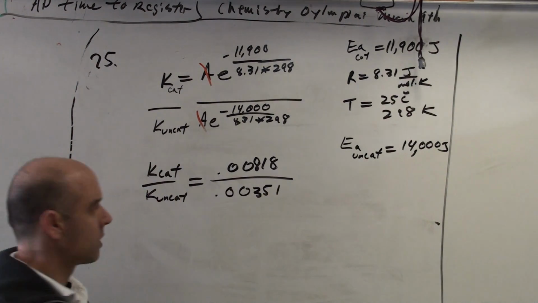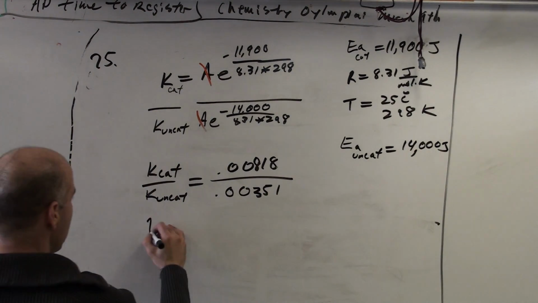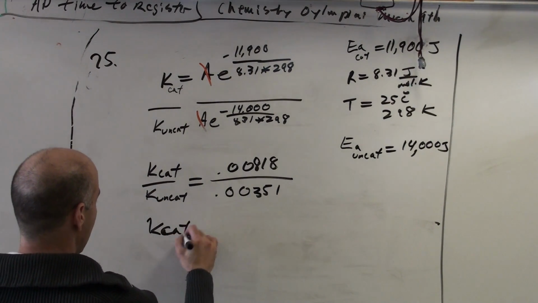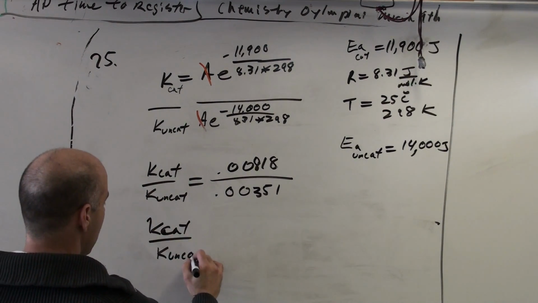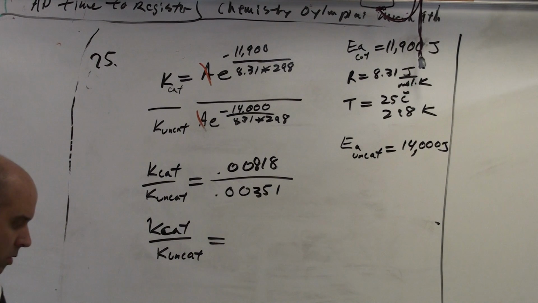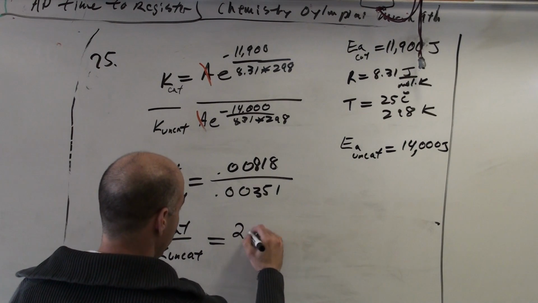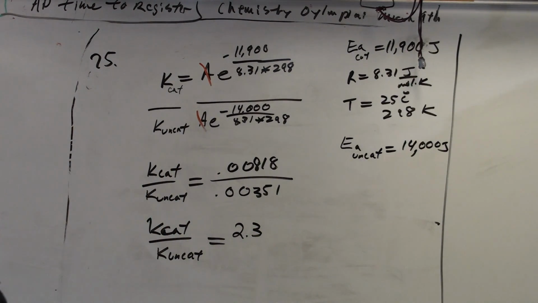And so if you just divide those two numbers together, the ratio of the catalyzed to the uncatalyzed is going to be approximately 2.3. Okay.